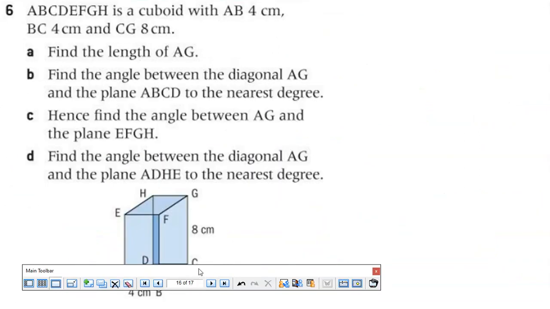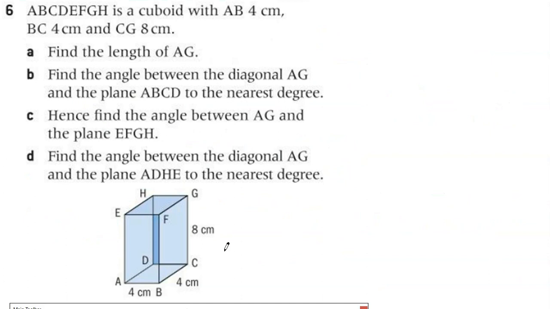Now, exercise 6. I have the figure here. Also, all the faces are rectangles or squares. So ABCD is a square. BCGF is a rectangle. So I have too many 90 degrees. 4, 4, 8. Now, the first question A is to find the length AG. How are we going to find AG? Where are we going to find the length AG?